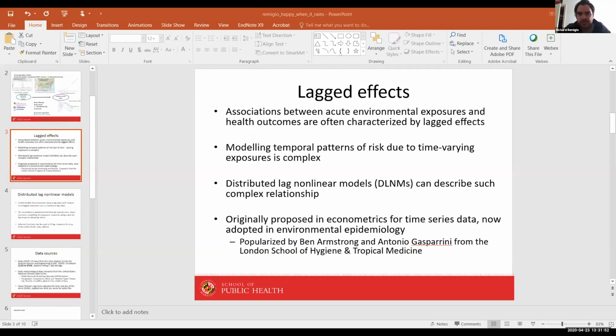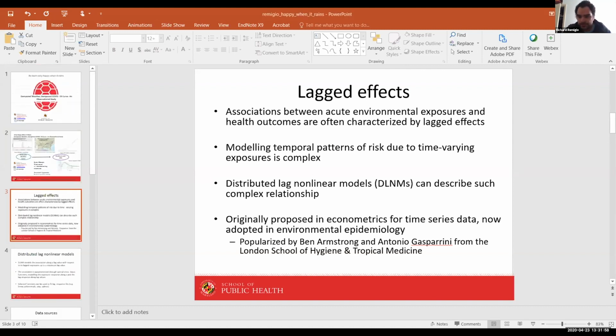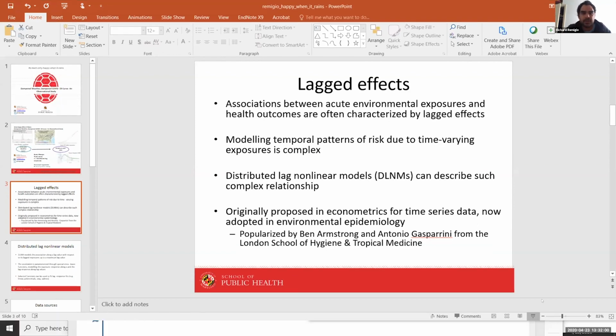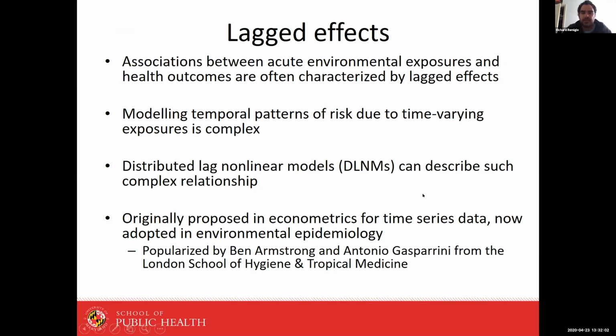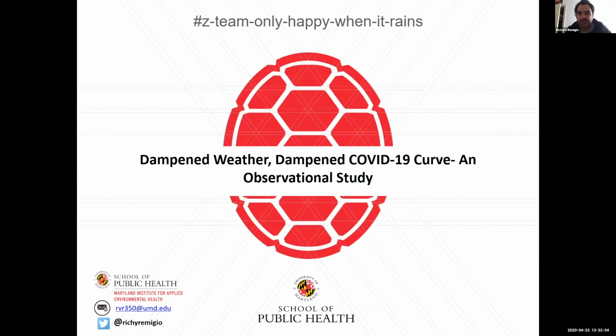Hi, folks. Can you see me? Yes. Okay, excellent. So my name is Richard, and I'm a PhD candidate at the University of Maryland in the School of Public Health, and my focus is mainly in environmental epidemiology.